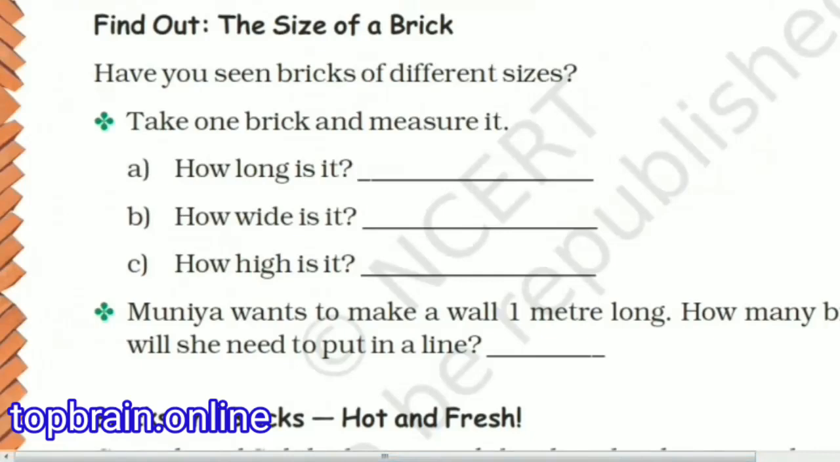Take one brick and measure it. So how long is it? I have a brick, and when I measure it, its length is about 20 centimeter, its width is about 10 centimeter, and its height is 6 centimeter. So you may take your own brick and measure it with a scale and write your measurement here.